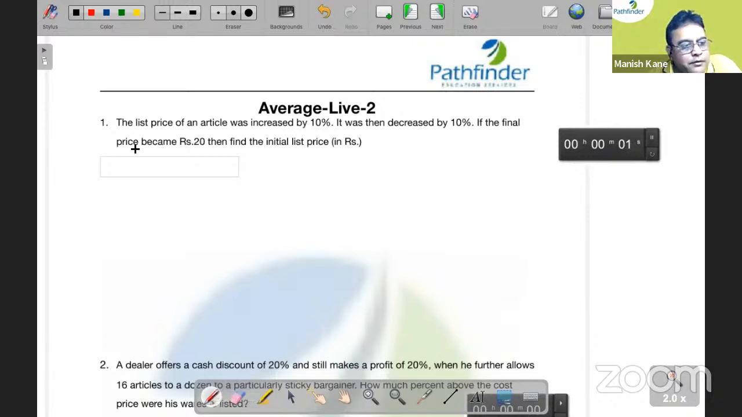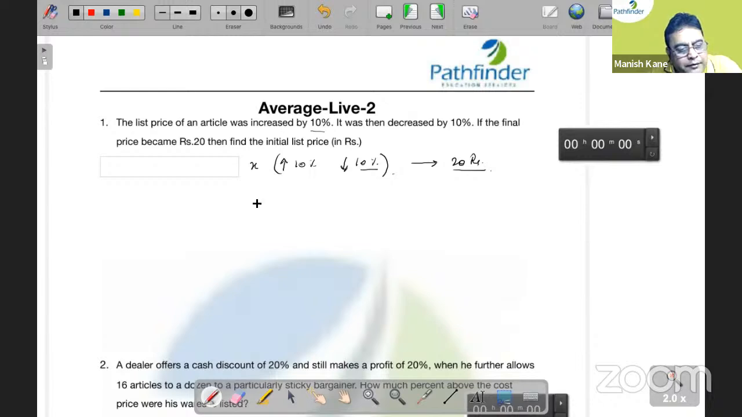Okay, so the time is up. I don't see any answers so far. Anybody who's got the answer? Okay. The list price of an article was increased by 10%. So it was increased by 10%. And then it was decreased by 10%. And if initially it was X, finally the list price became 20 rupees.